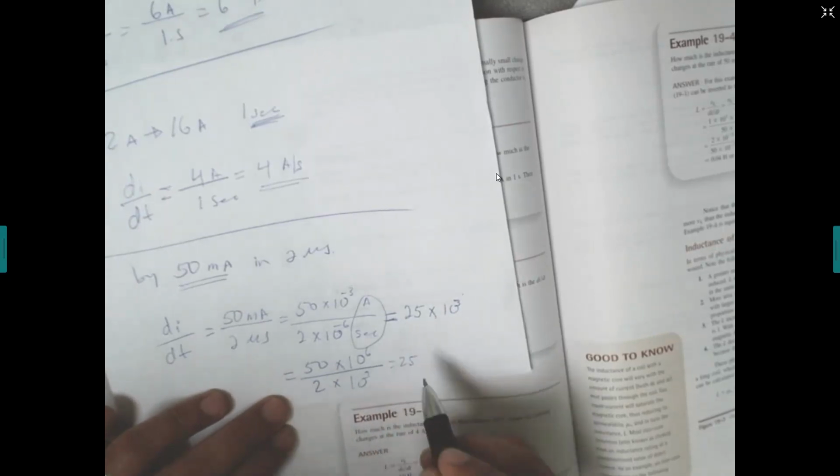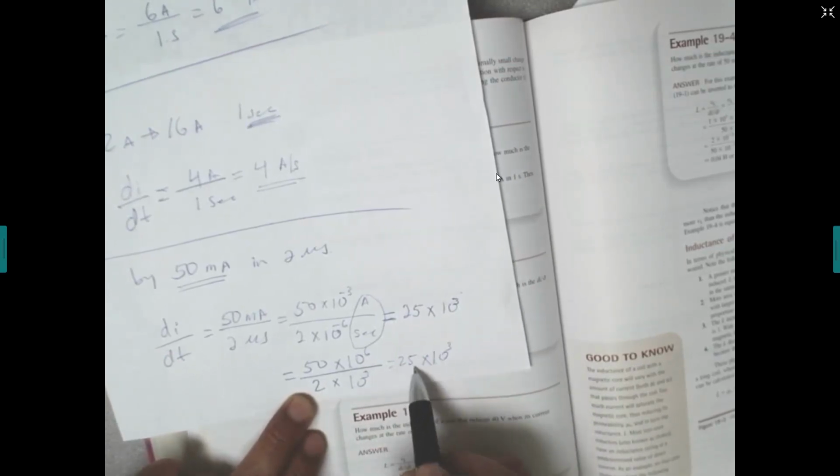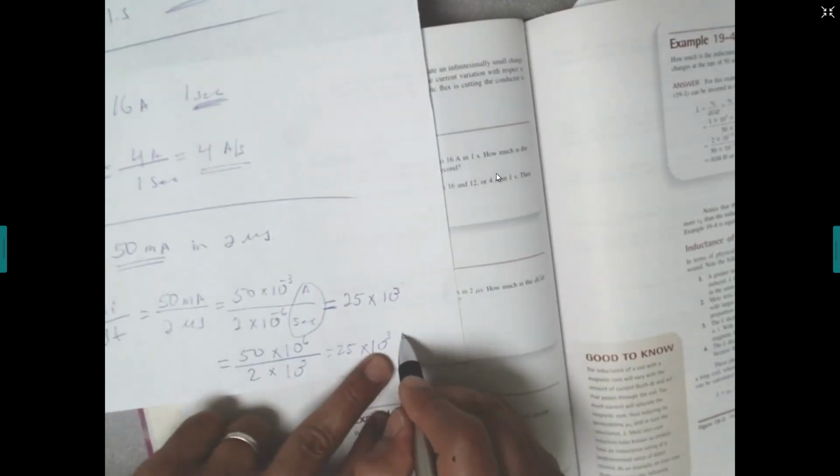Okay, 50 divided by 2 equals 25 times 10 to the 6 divided by 10 to the 3. That will give you 10 to the 3, right? Because that would be 6 minus 3 equals 3. And that would be 25,000 amperes per second. That would be the rate of change in this example.